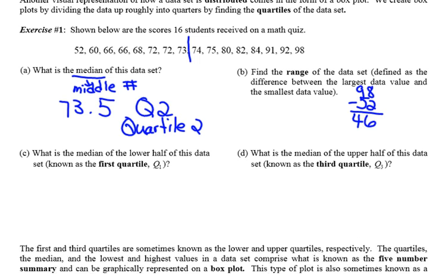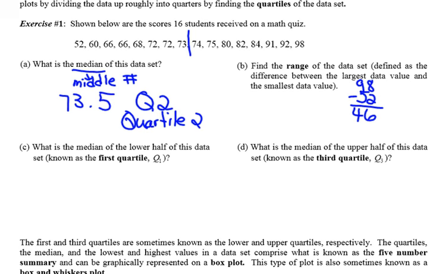Now we have to find quartile 1 and quartile 3. And quartile 1 is the median of the lower half. So when I take a look at this data, I'm looking right here, and I need the median of that. So there's 8 scores, so I need the one that's in between the 4th and the 5th. So this is your Q1 right there. So Q1, first quartile, is going to be 67. It's halfway between 66 and 68.